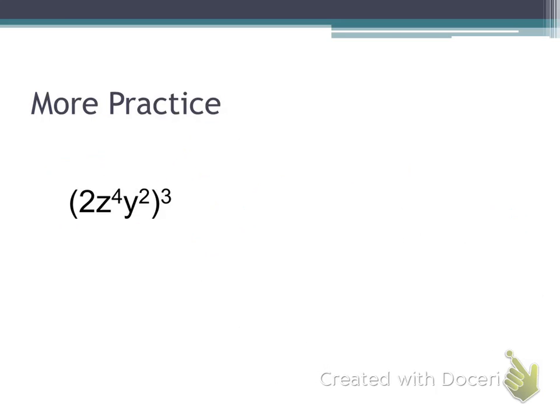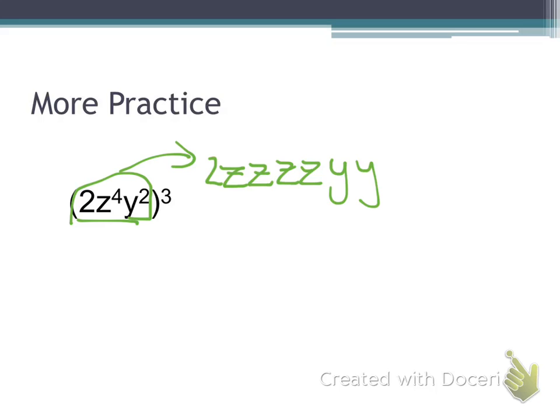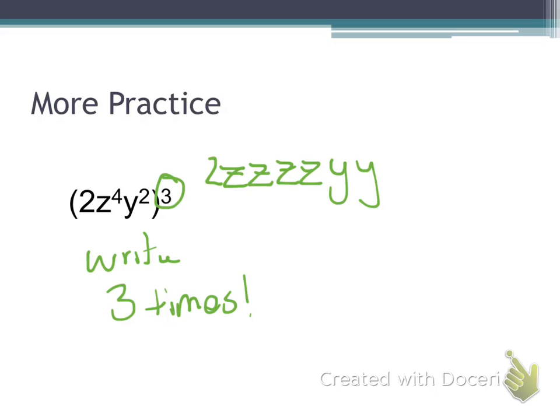Okay? Couple more. We've got 2 more and then I'll be done. This one tricks kids all the time. You see this right here? It tricks everybody all the time. So first I'm going to write this out. 2z, z, z, z, y, y. Okay, but this right here means I have to write it 3 times.